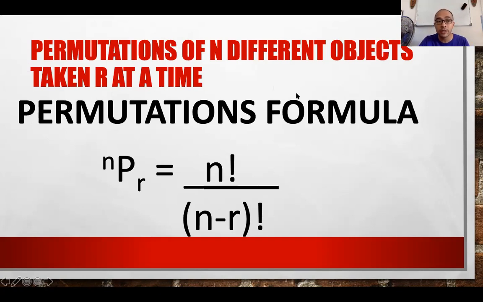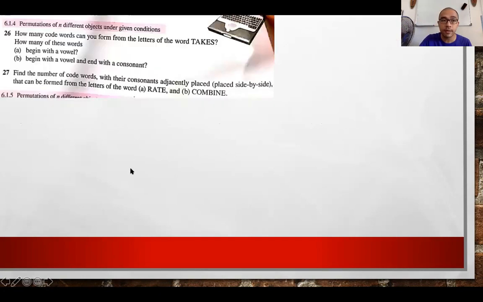Which involves conditions. So for example, in this case, you have permutation of n different objects under certain conditions. Sorry, there's still people coming in, so I'm going to wait for a while. So what we're going to do is take a look at how this can be done.